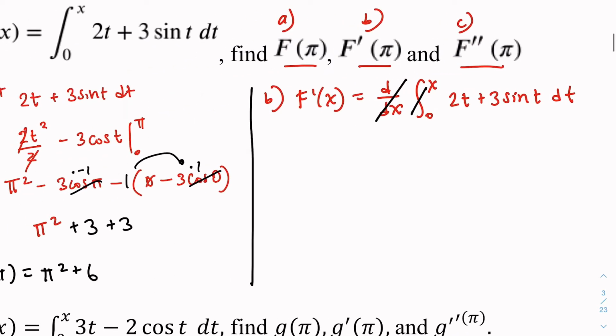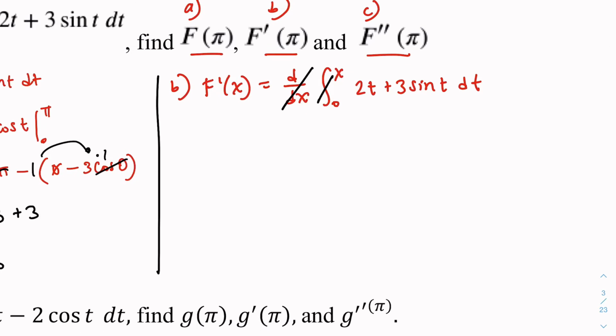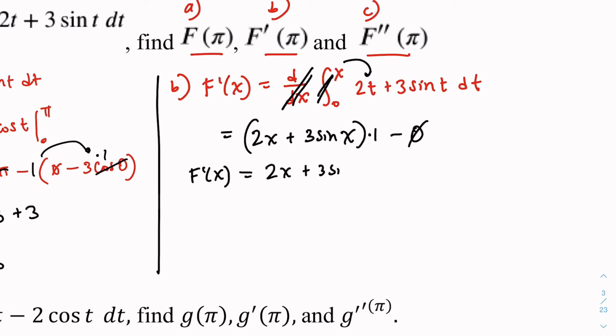So remember last time how we did 2t squared over 2? How we actually had to find the integral? Well, this time we don't need to because the integral was already canceled. So we just plug in the top and then plug in the bottom. So we're going to get 2x plus 3 sine x, all of that chain rule times 1, the derivative of x, minus, and the bottom is a constant, so we're just going to write 0. So f prime of x is really 2x plus 3 sine x.